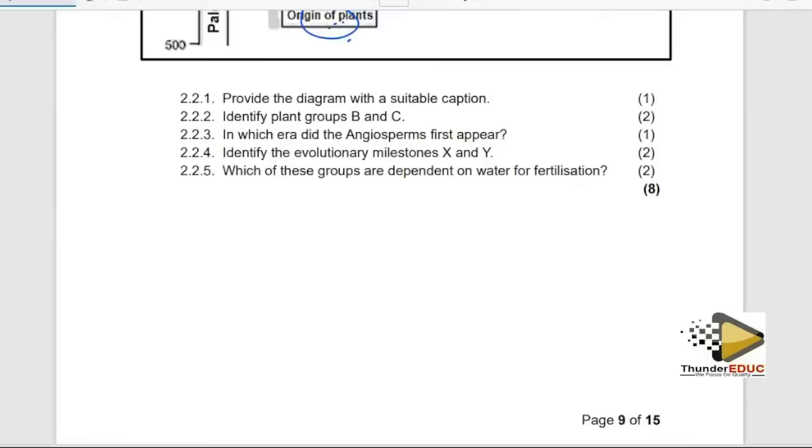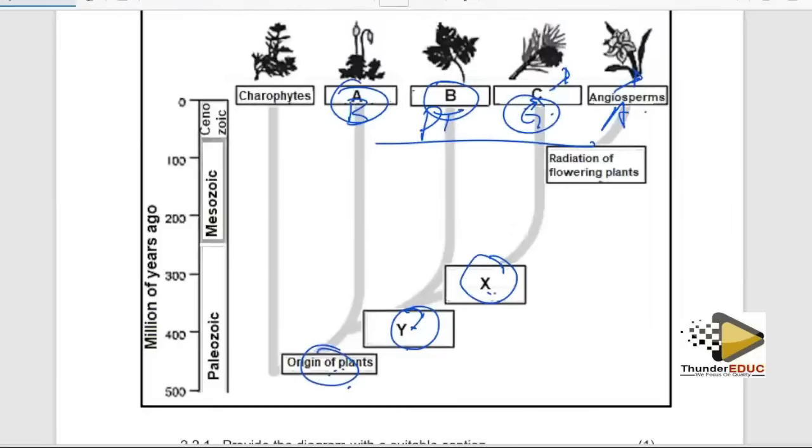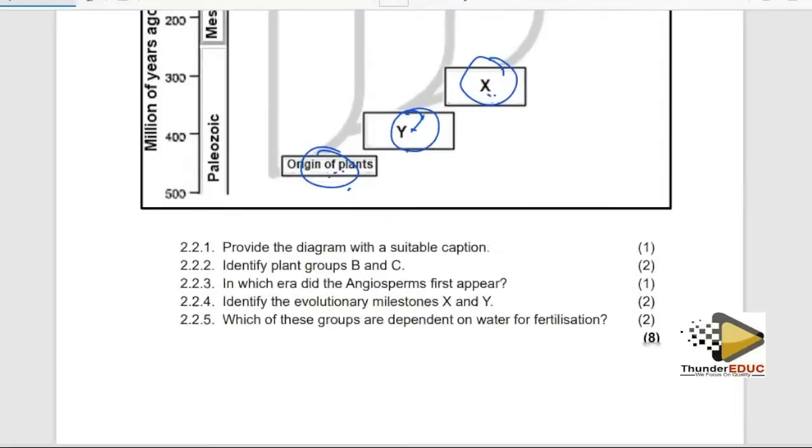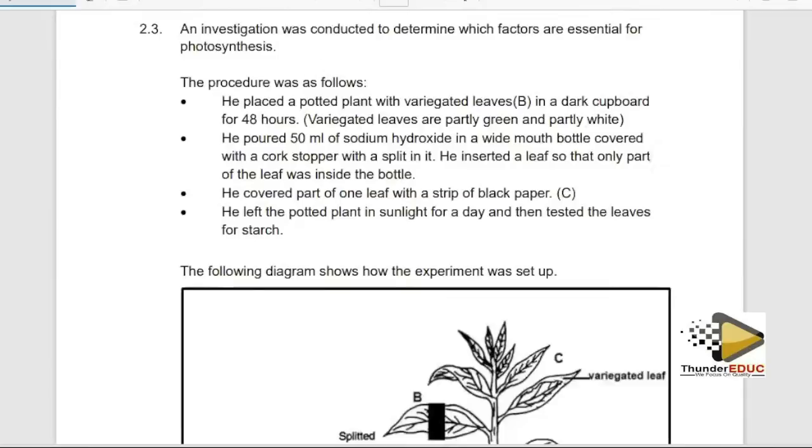Which of these groups are dependent on water for fertilization? This one, bryophyte. They are primitive. They are still primitive. That's why they depend on water. They can't even grow in harsh conditions like a desert. Never. You can't find a bryophyte in a desert. There's no water there. So basically, that's the answer. We are done with that.